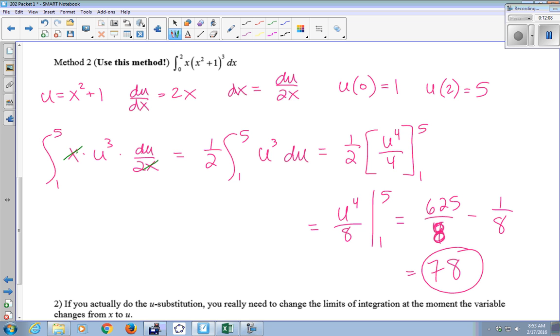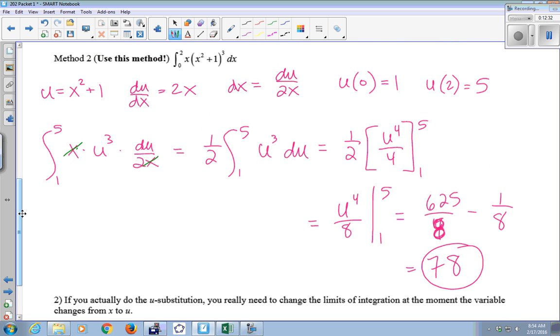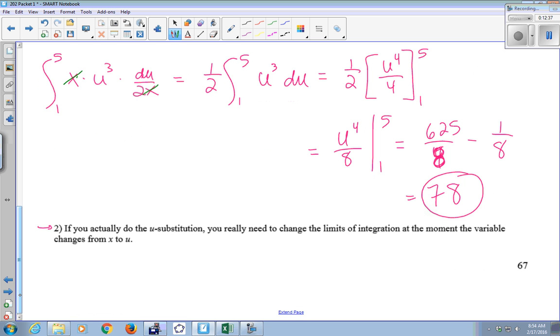So if you're doing a u substitution, you really need to change the limits of integration at the moment the variable changes from x to u. Method 1 does get you the right answer, but you've written a bunch of actually incorrect statements to get there. So you will lose a little bit of credit if you do it that way. Method 2 is the better method. What it says down here at number 2: if you do a u substitution, you need to change the limits of integration the moment the variable changes from x to u.